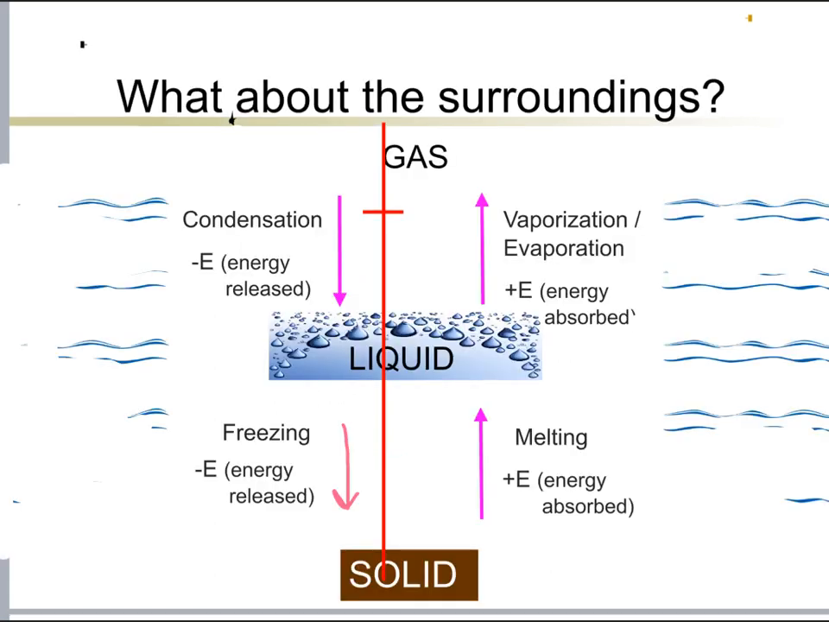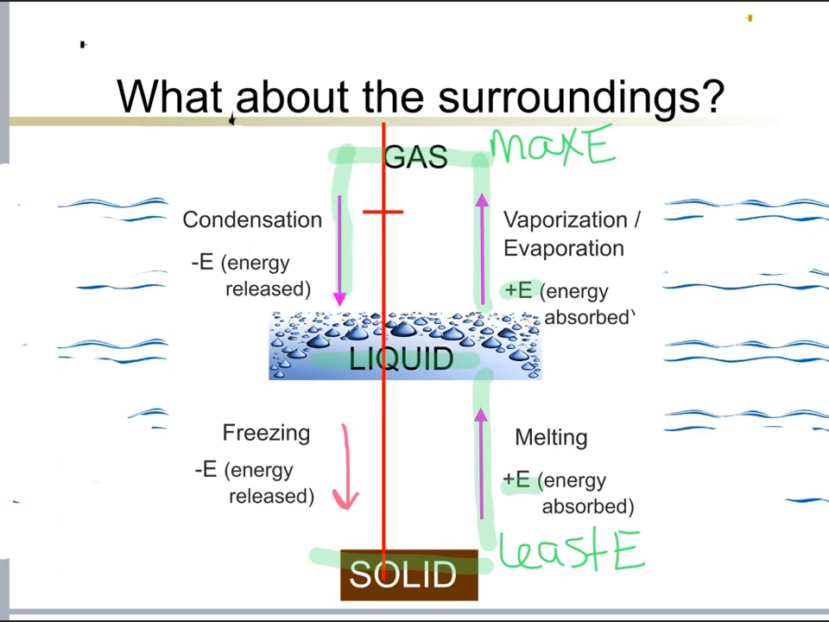This diagram combines all of that information. Here we have the solid at the bottom with the least amount of energy, then the liquid in the middle, and the gas with the most amount of energy. As I move up from solid to liquid, I gain energy, and as I move up from liquid to gas, I gain energy. These are both endothermic processes where the energy is absorbed. As I move down from gas to liquid, or from liquid down to solid, I'm releasing energy, losing energy in an exothermic process as the energy is released.